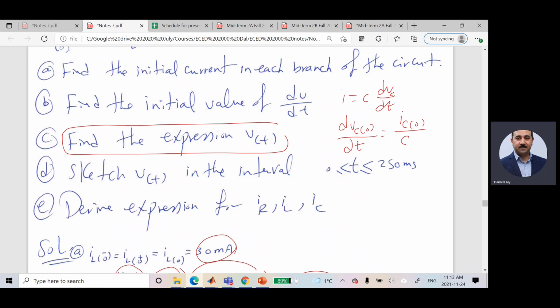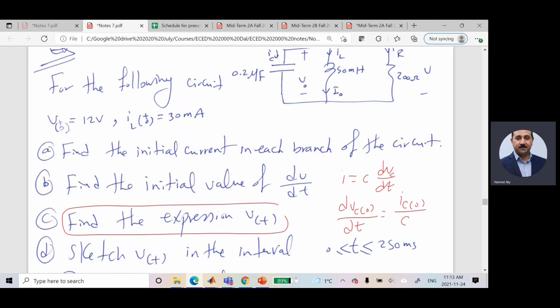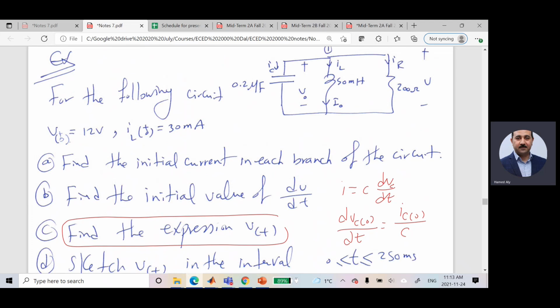Do you remember the equation for V of t? In case of parallel RLC, natural response, what is the equation for V? Anyone? Do you remember it? Yes, I have first to calculate alpha and omega. Don't ask me about the equation. Ask me first about alpha and omega, because based on alpha and omega, I can choose one of three cases. So I have to calculate alpha first, which is 1 over 2RC, and omega, which is 1 over square root of LC.